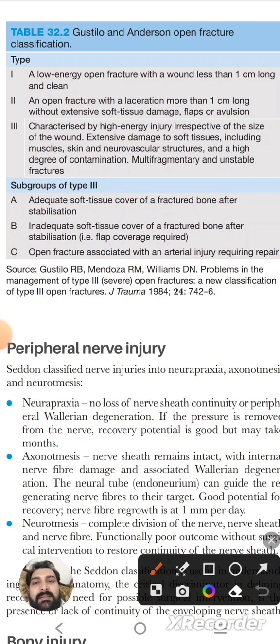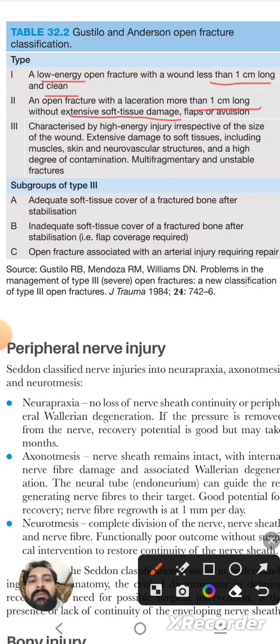So let's discuss. Type 1 is when the energy is very low. The wound is less than 1 centimeter and there is no contamination. It is a clean wound and the trauma to the soft tissue is very low. Type 2 is when there is an open fracture and the wound is greater than 1 centimeter long. There is extensive soft tissue damage, moderate energy, moderate trauma and moderate contamination.